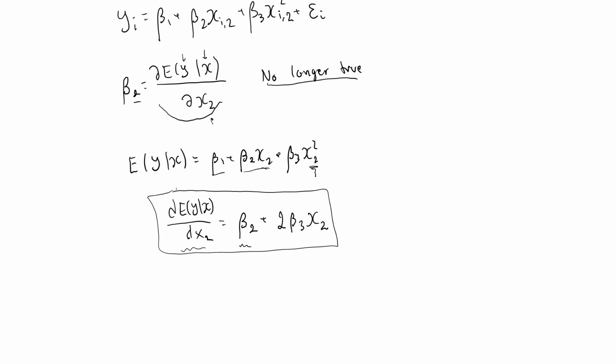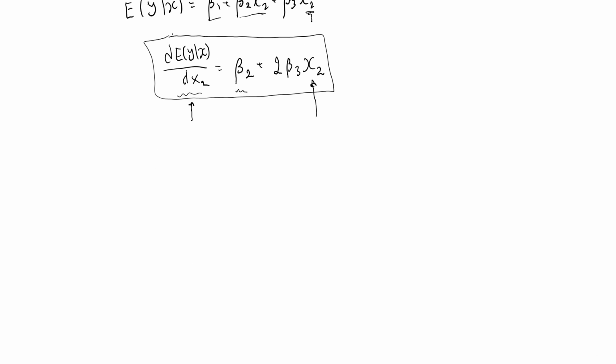Whenever you have a model which is non-linear in data, if you want to find this marginal effect, and that's typically the one that we're interested in, then you have to do this derivative yourself. There is one more important point to note here, and that is that the marginal effect depends on x2. It is no longer a constant.